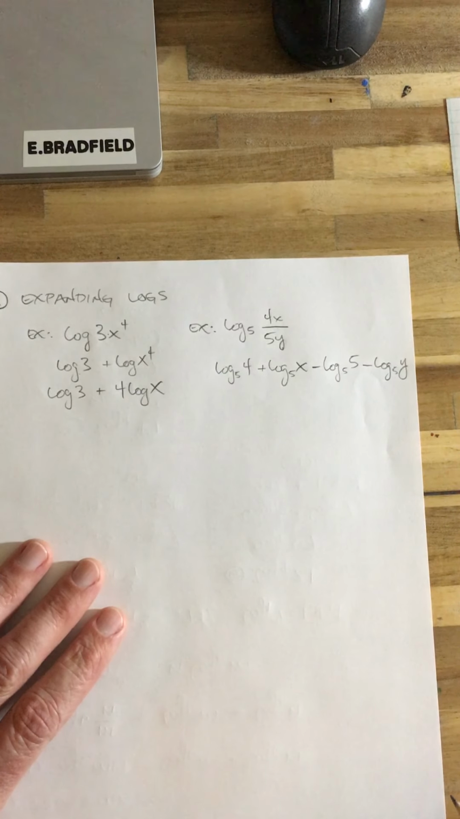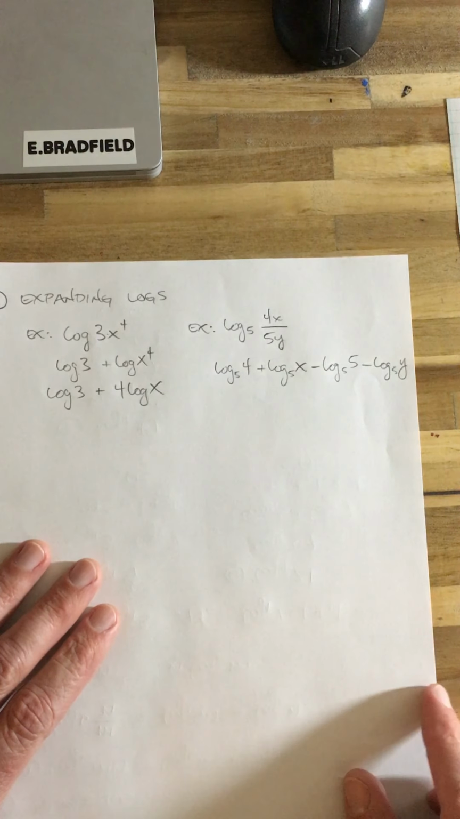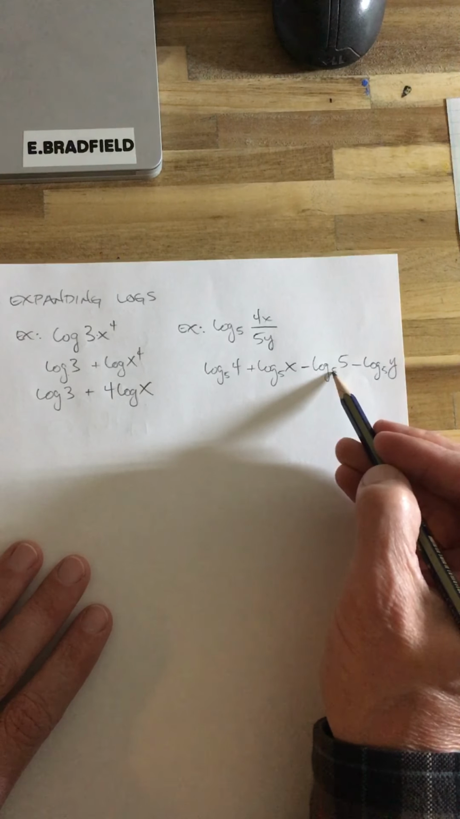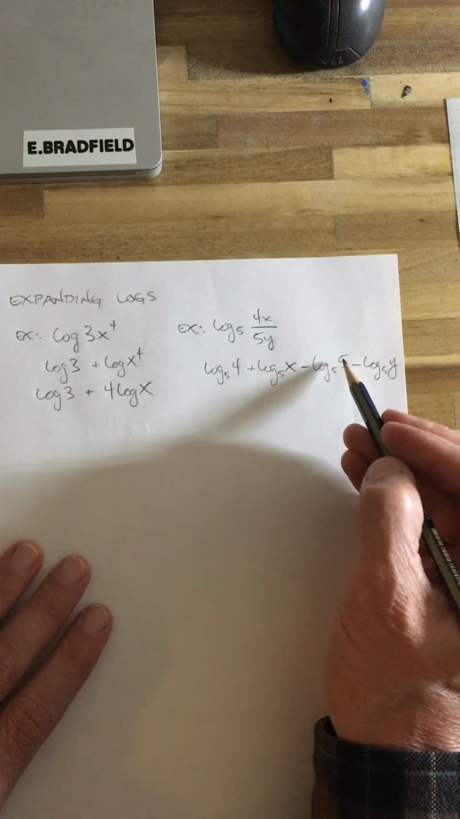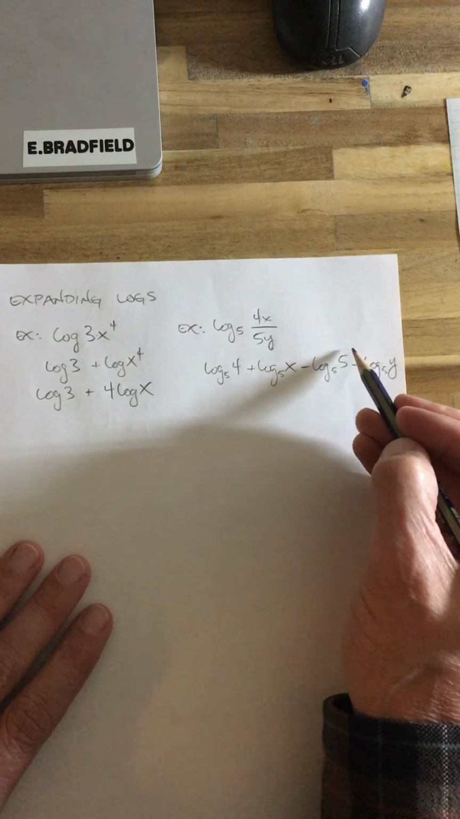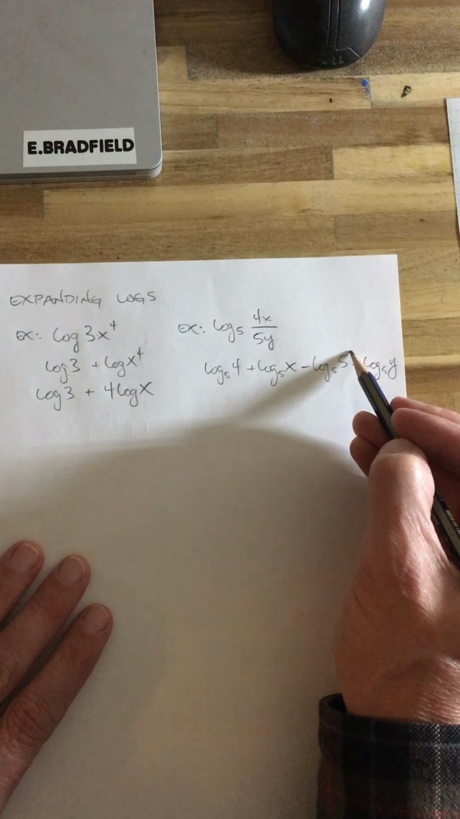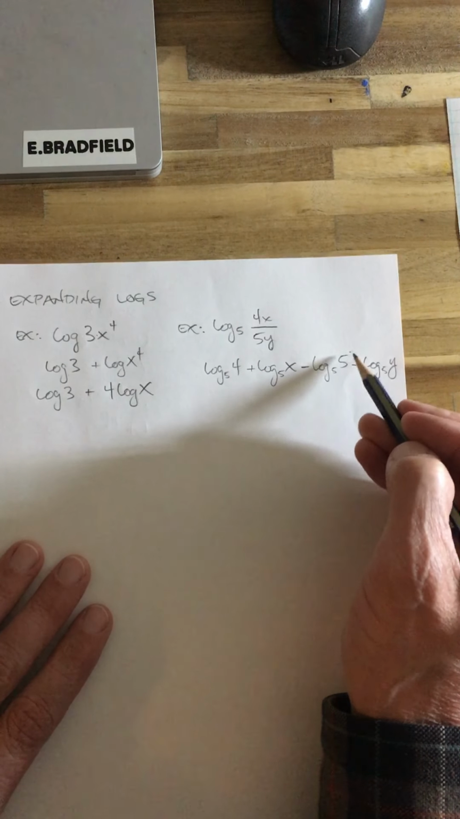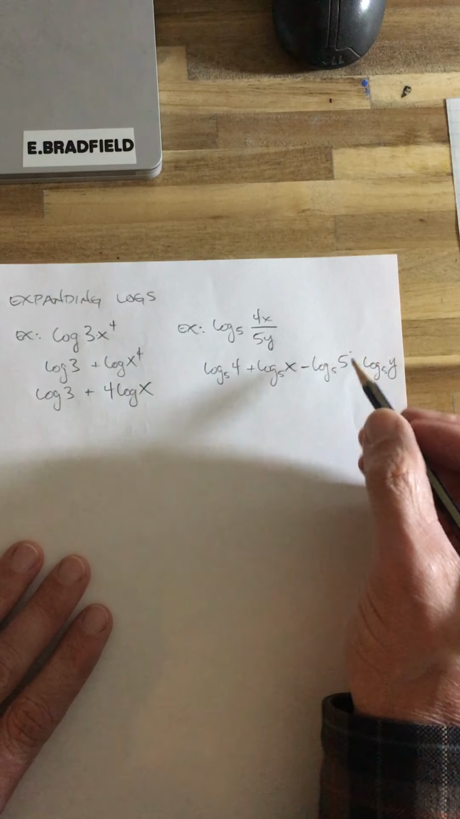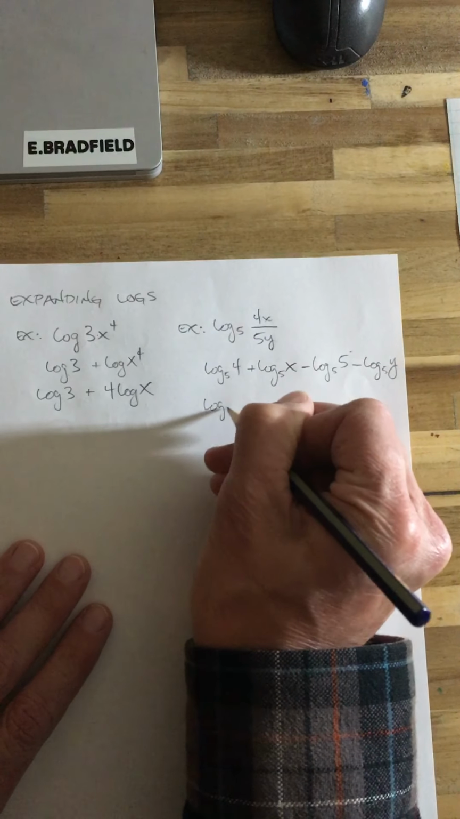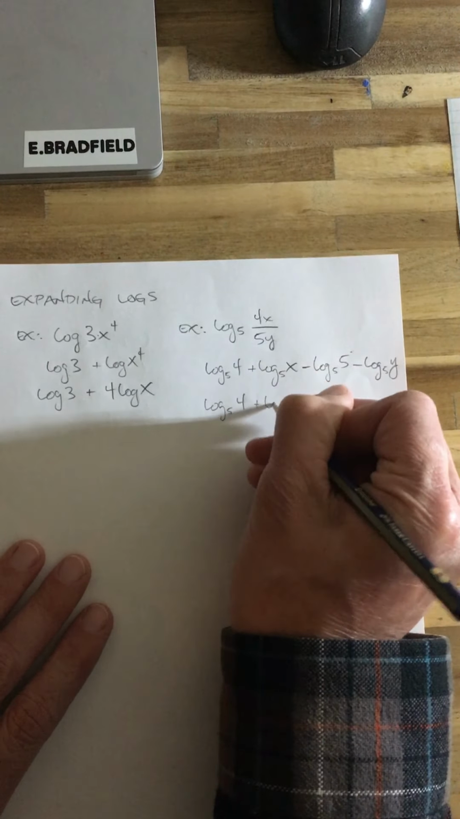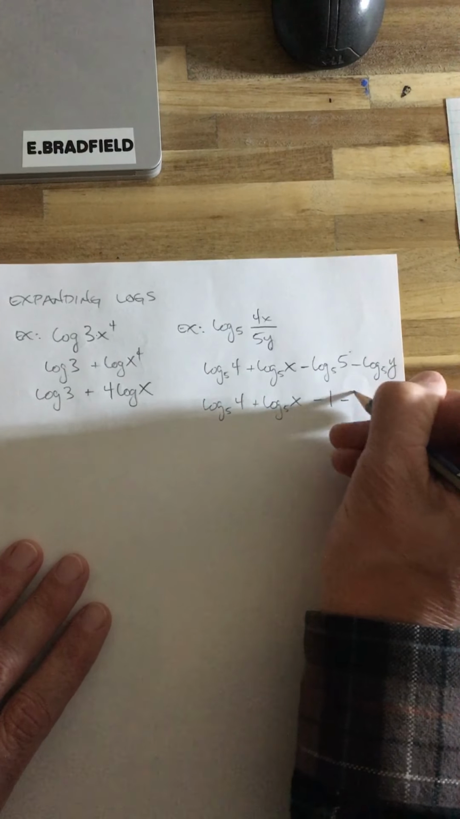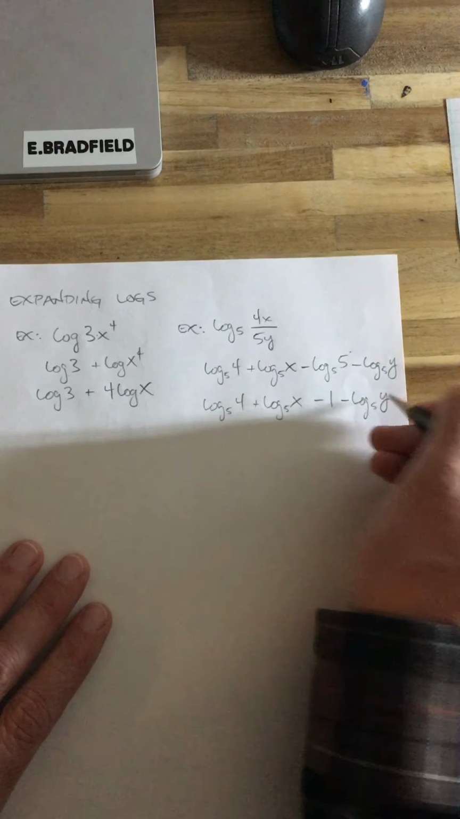There's one more thing we can do. Does anybody see it? Look at this guy right here. Notice the base matches this. Doesn't this equal the power right there? Remember we learned that in our last lesson? Okay, so if these equal each other, then it equals the power. So the power right there is 1. So we have the log base 5 of 4 plus the log base 5 of x minus 1 minus the log base 5 of y.